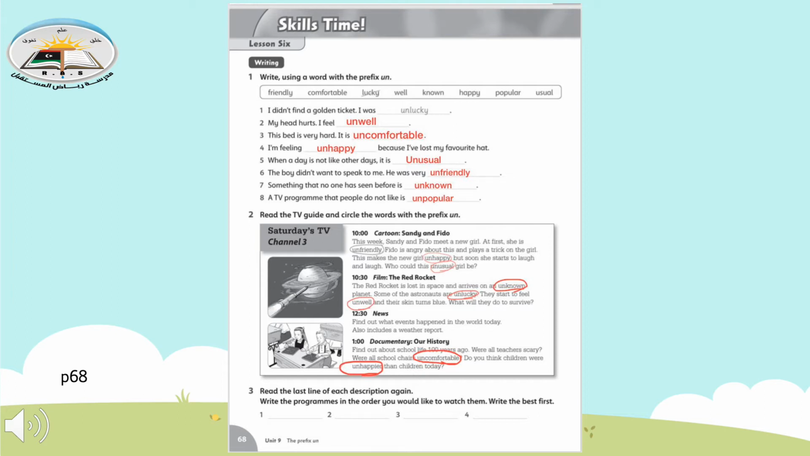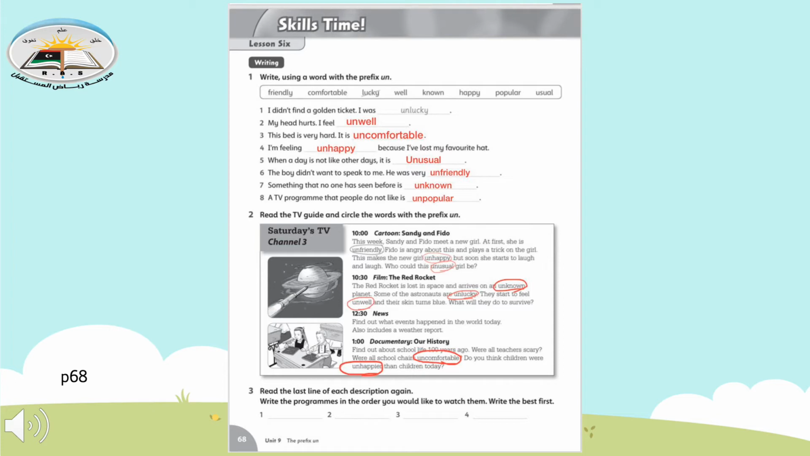As you remember, the prefix un, we use it to make the word its opposite or to turn an adjective to its opposite. For example, we have happy. When we say unhappy it means sad. When we add un to the word happy, we turn it into its opposite.